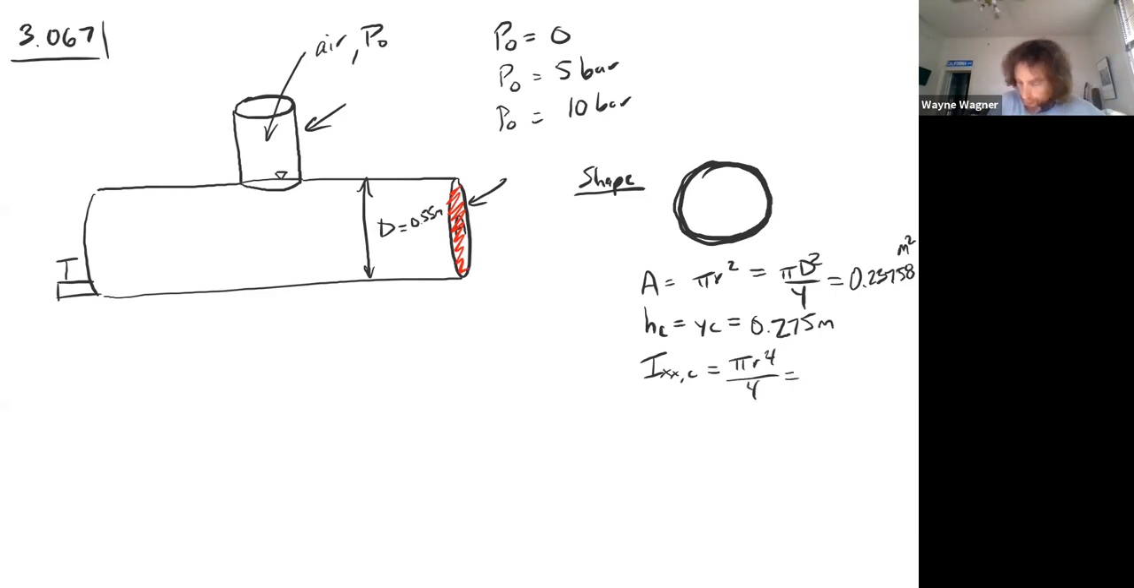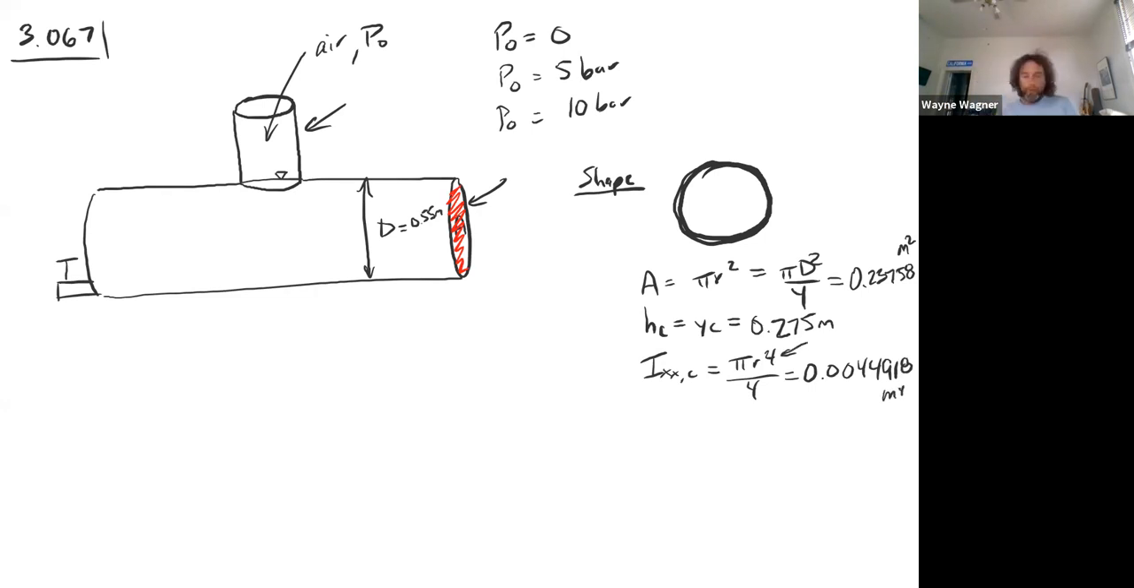Okay, so again, I'm just going to plug in. That could also be done in diameter, but we'll do 0.55 divided by 2, so that's my radius, raised to the 4th power, times pi divided by 4. Super small number: 0.0044918. Because of that r to the 4th, this is meters to the 4th.